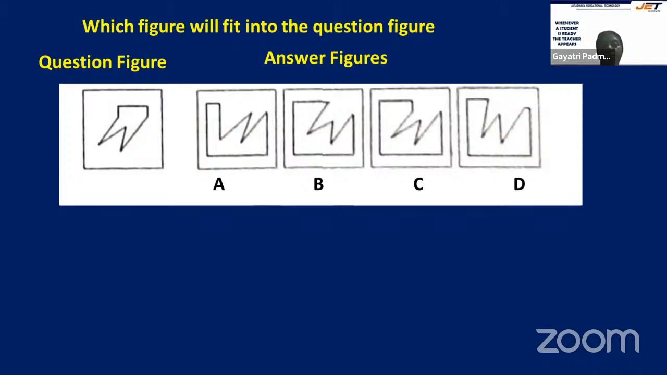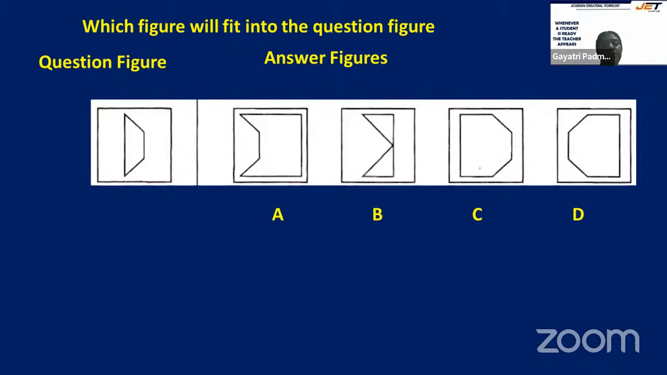Till the earlier slide, what we were seeing was that whatever option was available, A, B, C, D, we tried to fit into the question. But here, the question figure must fit into the answer figure. I'm sure you would have understood. It is option C. If you would have opted for answer C, then your answer is perfect. All right, see the next question.